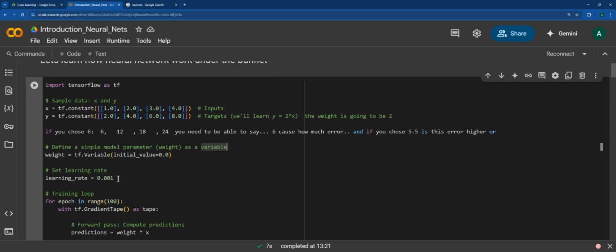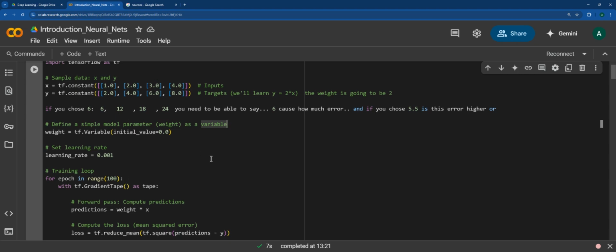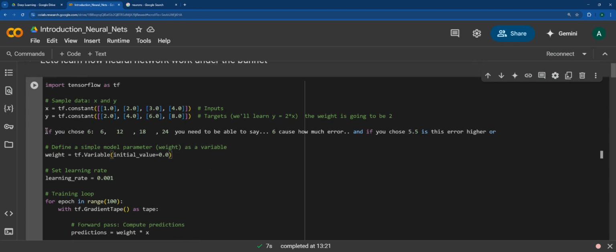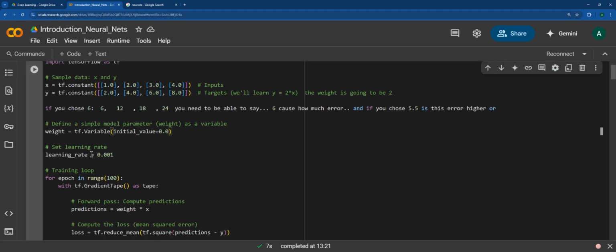Okay, so let's see, what do we do here? Let's look at the Python logic. We are going to say weight equals, we're going to initialize. So technically we are initializing weight as 0. We're going to start with 0. Then the learning rate. That learning rate relates to what I was talking to you about.